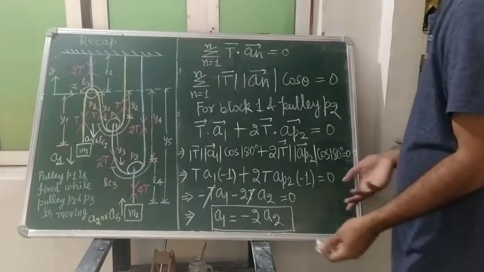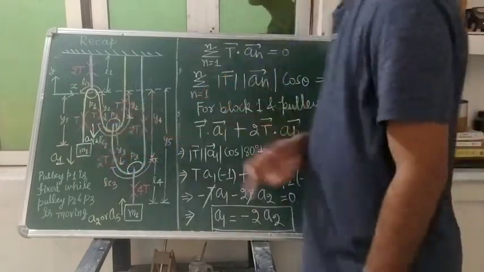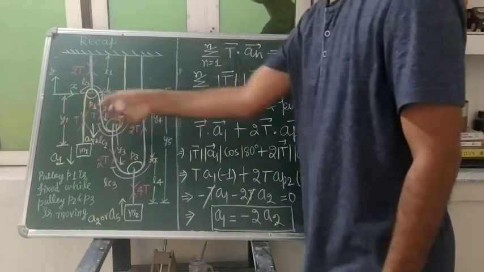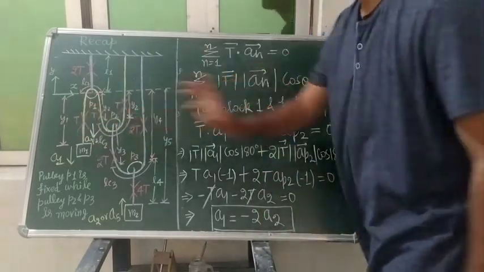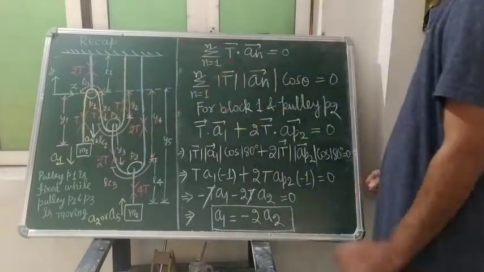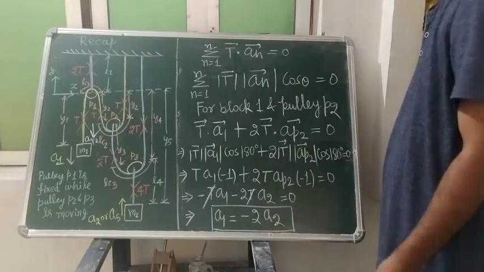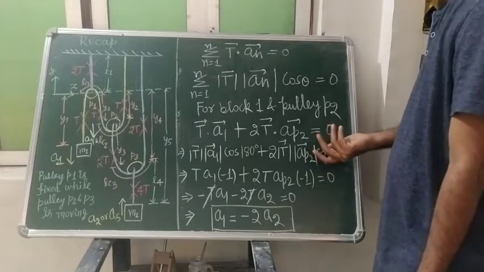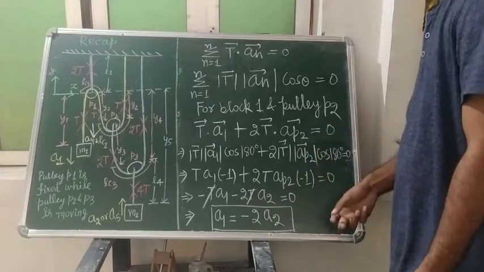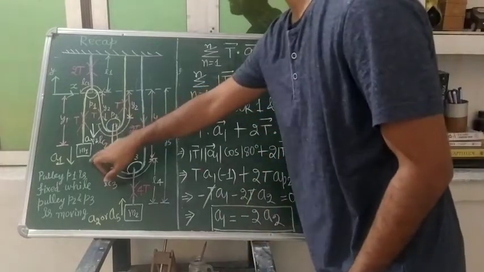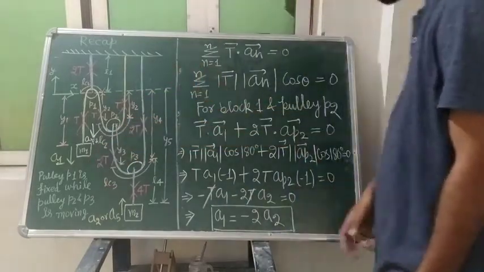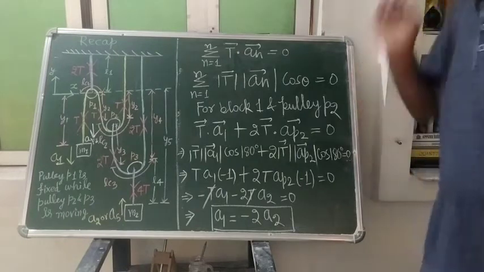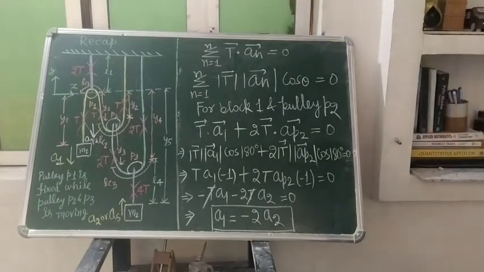Of course, whatever the acceleration of this block, half of that acceleration will be the acceleration of this pulley, or string Y2. And if you want to know the velocity in place of acceleration, you can write velocity. Velocity is also a vector. So from this you can get the relation between this mass M1 and this pulley P2. I think you have understood it. You can write up to here.